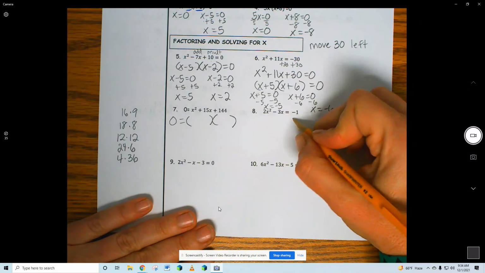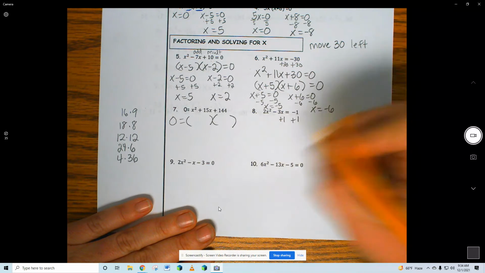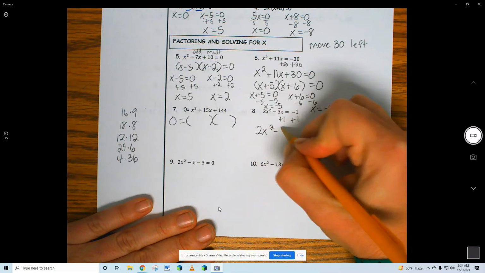All right, let's go to number 8. Add 1 to both sides to get the factoring question.